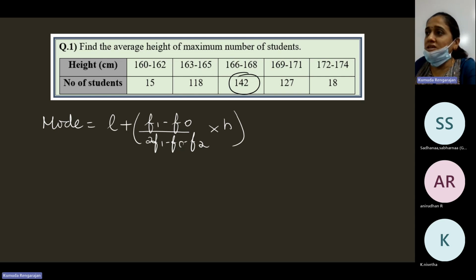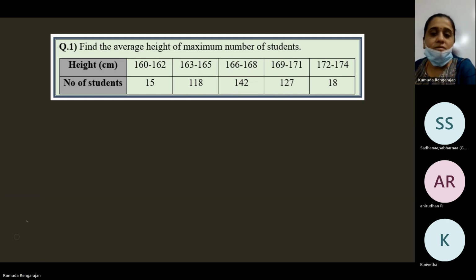So this is what the variables in the formula stand for. All right. So which is the modal class interval? Since 142 is the highest frequency, the corresponding class interval is the modal class interval.